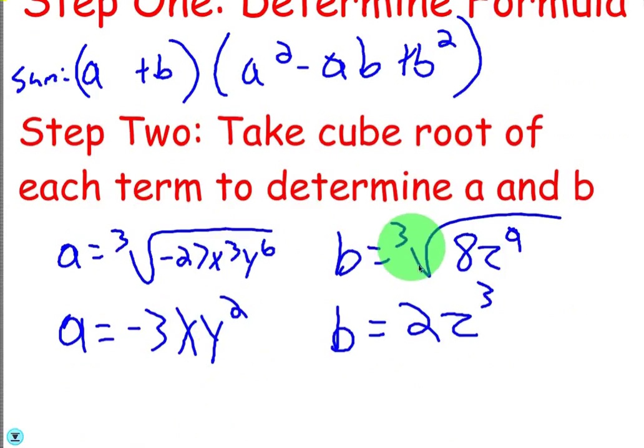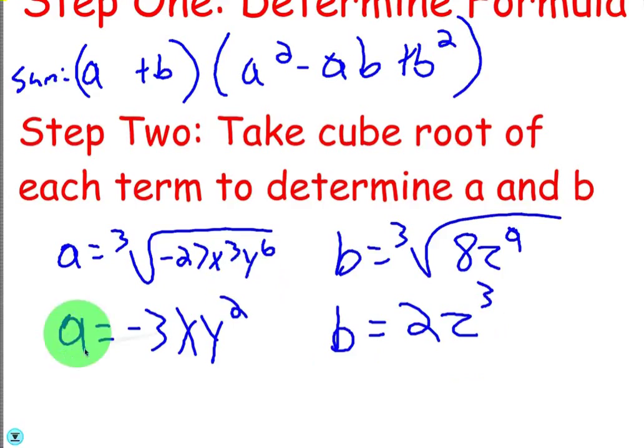Over here we have the cube root of 8, which is 2, and the cube root of z to the 9th. Again, you can just divide. 9 over 3 is 3. So b is 2z cubed. So when you're figuring out the exponent, it's just dividing, basically, when you have a root. Like if it was 2 and 4, you would just do 4 over 2, or 12 over 2.